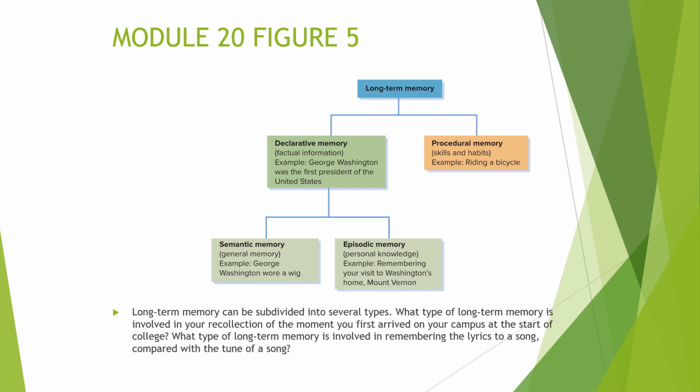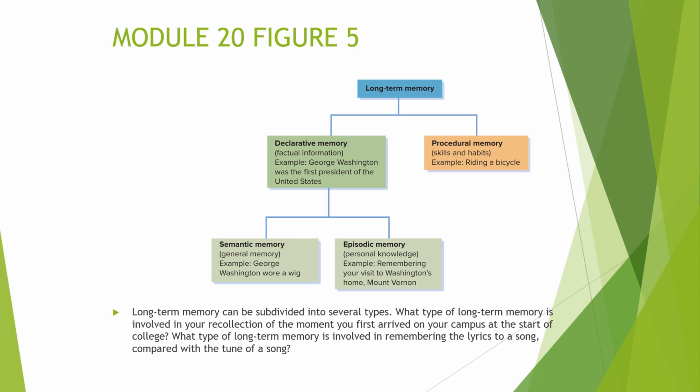Procedural memory are skills and habits. So, for example, riding a bicycle. Declarative memory, we said, was factual or encyclopedia types of information. So an example would be that George Washington was the first president of the United States. Now, there are two types of declarative memory: semantic memory and episodic memory.